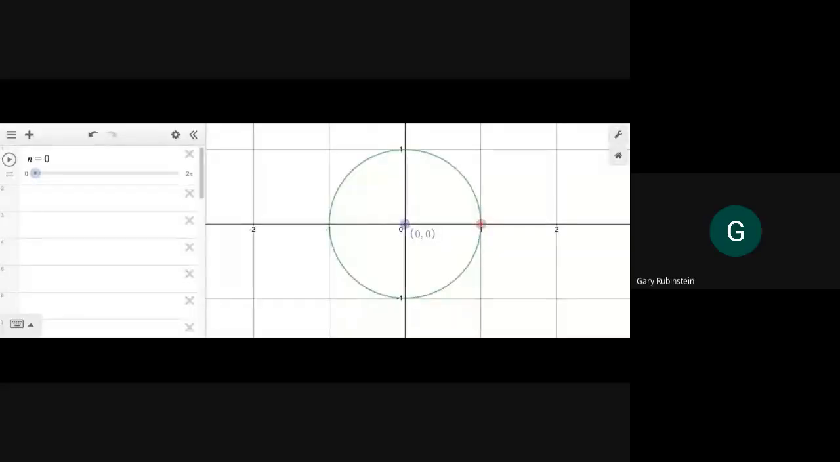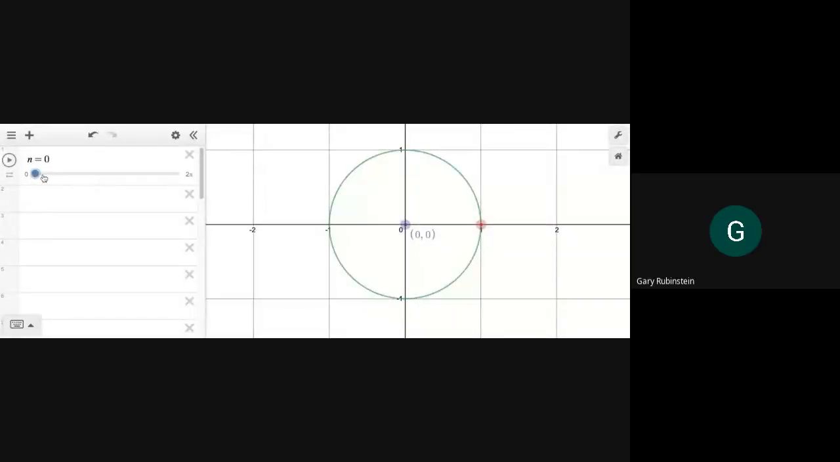I also want you to know, it's not an obvious thing to do, but I wanted to show you how in Desmos, which is a really good graphing calculator, here I have n, which is the t value, and as I move n from 0 to 2 pi, it goes around.